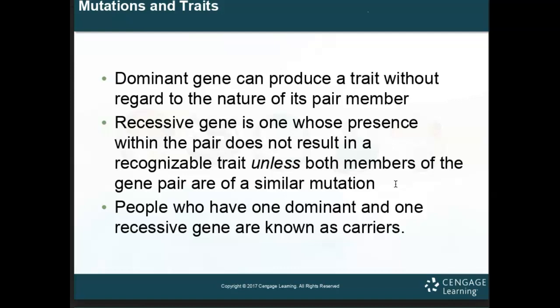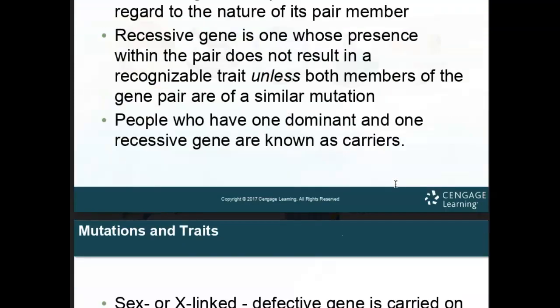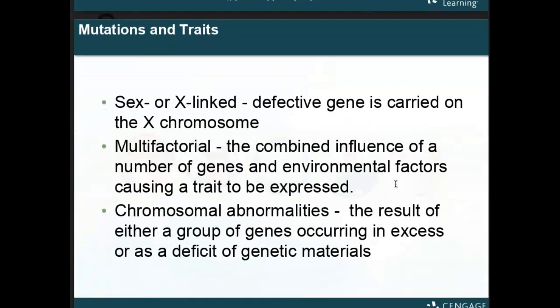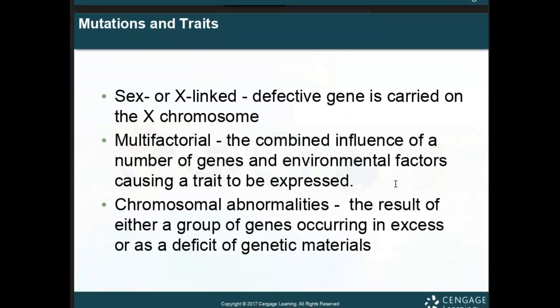People who have one dominant and one recessive gene are known as carriers. Sex or X-linked defective gene is carried on the X chromosome. Multifactorial is the combined influence of a number of genes and environmental factors causing a trait to be expressed. And then there's chromosomal abnormalities, the result of either a group of genes occurring in excess or a deficit of genetic materials.